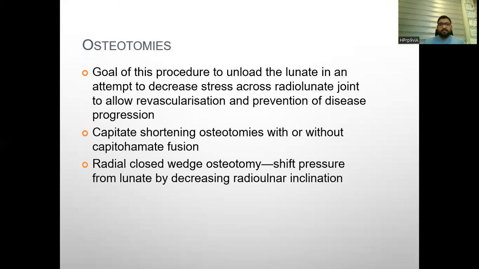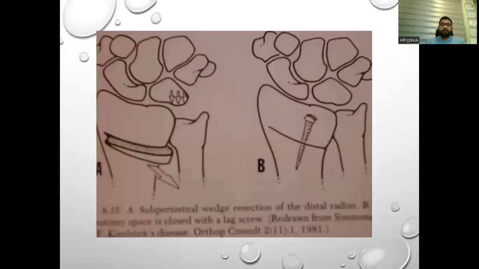As far as the osteotomies are concerned, the goal of this procedure is to unload the lunate in an attempt to decrease stress across the radiolunate joint to allow revascularization and prevention of disease progression. Capitate shortening osteotomies with or without capitohamate fusion. Radial closed wedge osteotomy will shift the pressure from the lunate by decreasing radio-ulnar inclination. These are the summarized goals of the osteotomy. In this picture, as you can appreciate, there is a radial shortening osteotomy.